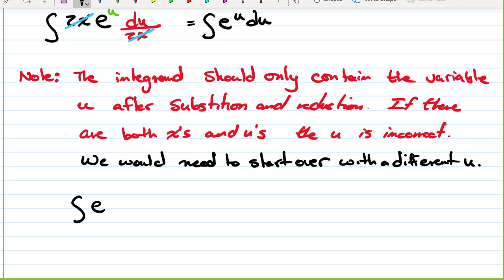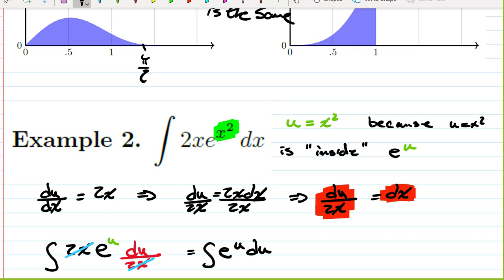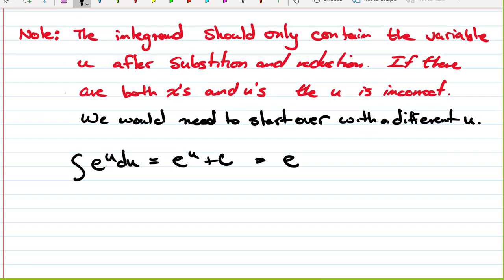So we have the integral of e to the u du. Well, e to the u is an easy integral. We know that the integral of e to the x is e to the x, so the integral of e to the u is e to the u plus c, and then we substitute out our u. Our u was x squared, so we substitute back our original substitution, and we get e to the x squared plus c.